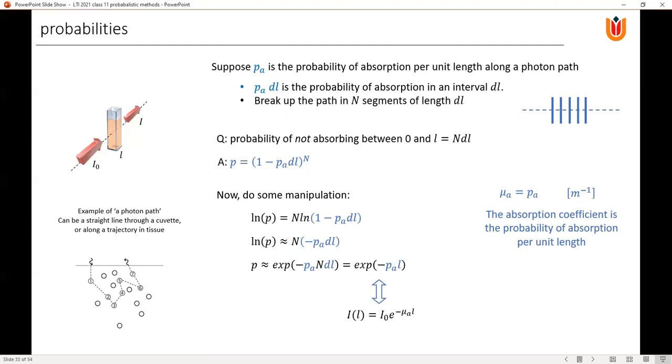And basically, this is just the Lambert-Beer law. So we now have a transmission probability of exponential minus PA times L. And if you compare that to the Lambert-Beer law from earlier on, where the intensity at the exit was proportional to the intensity we put in, with an exponential decay, exponential minus mu A times L, mu A being the absorption coefficient, then we can immediately see that these are the same, and that the absorption coefficient can also be interpreted as the probability of absorption per unit length.